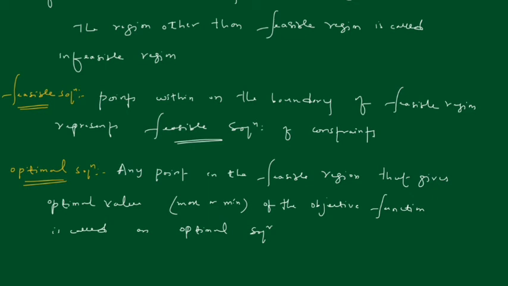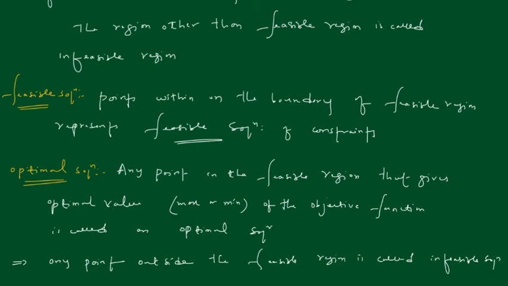Any point in the feasible region we have said is for the optimal solution. So now we are saying any point outside the feasible region is called an infeasible solution. Infeasible solution, right?